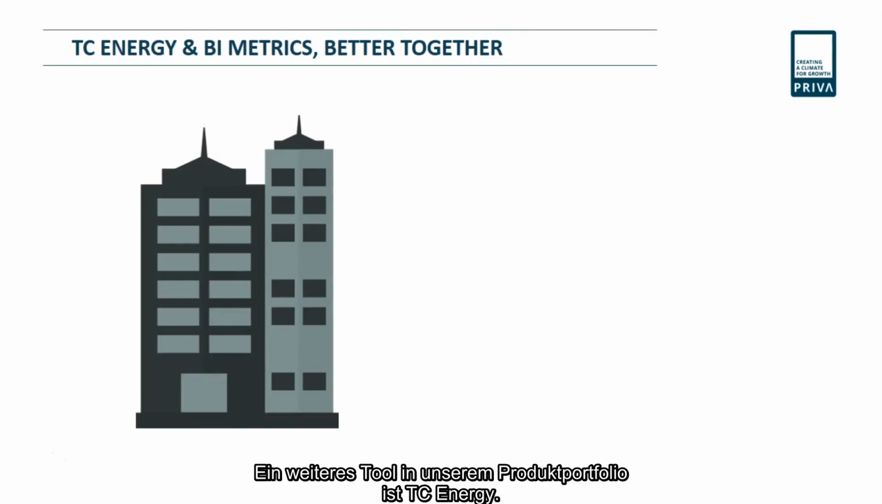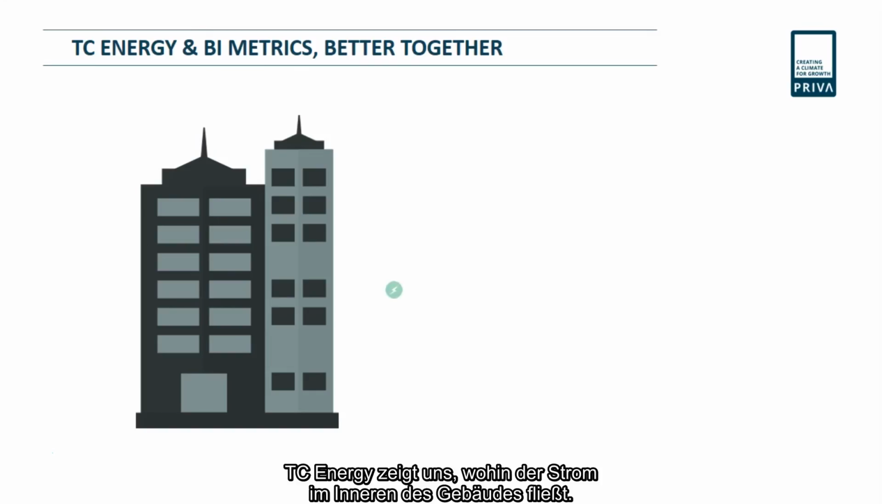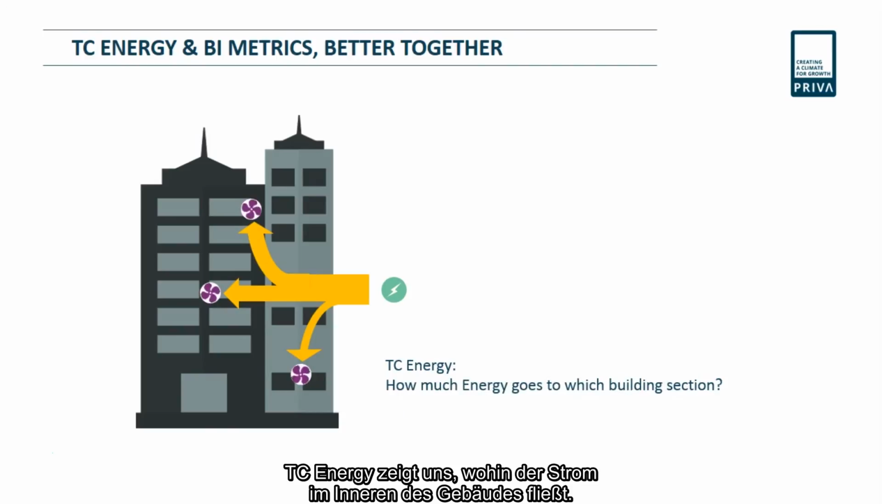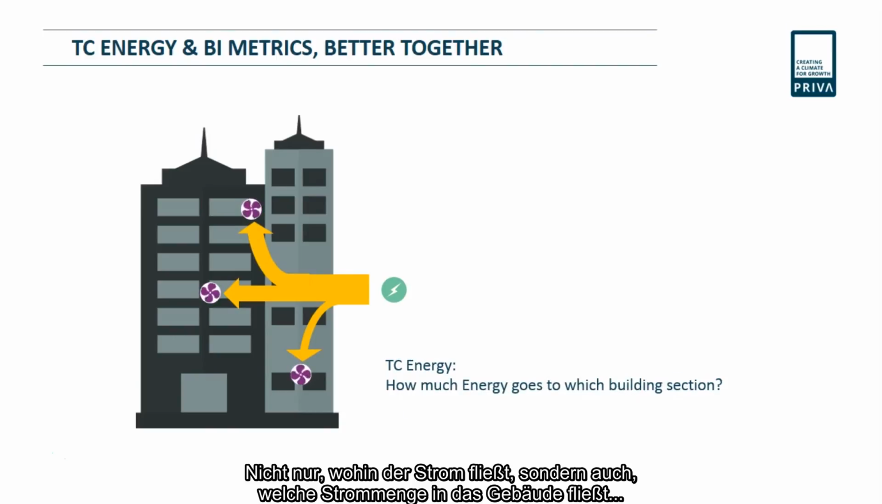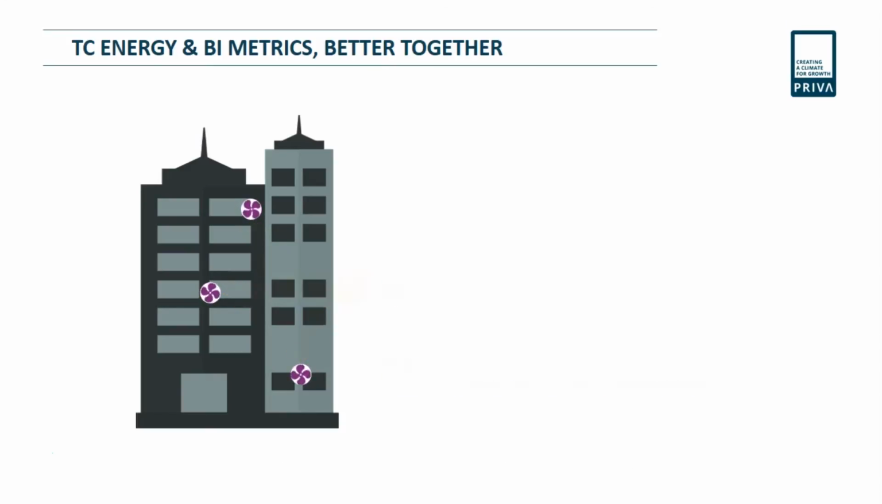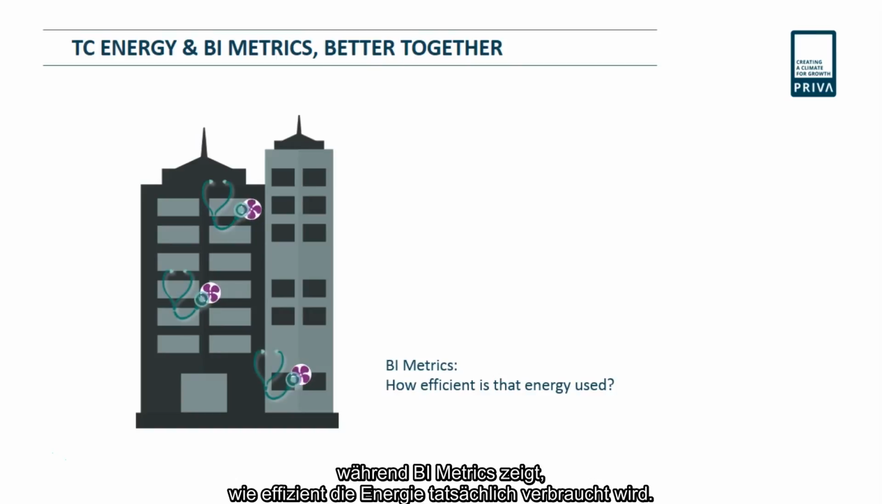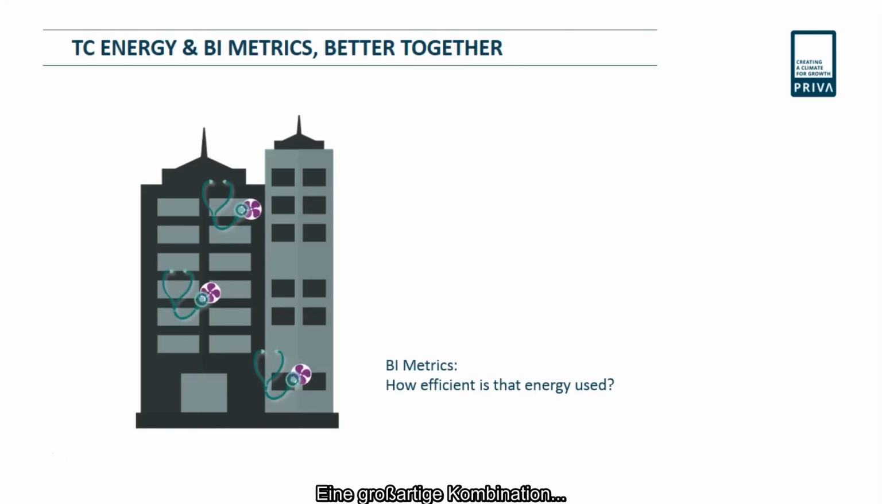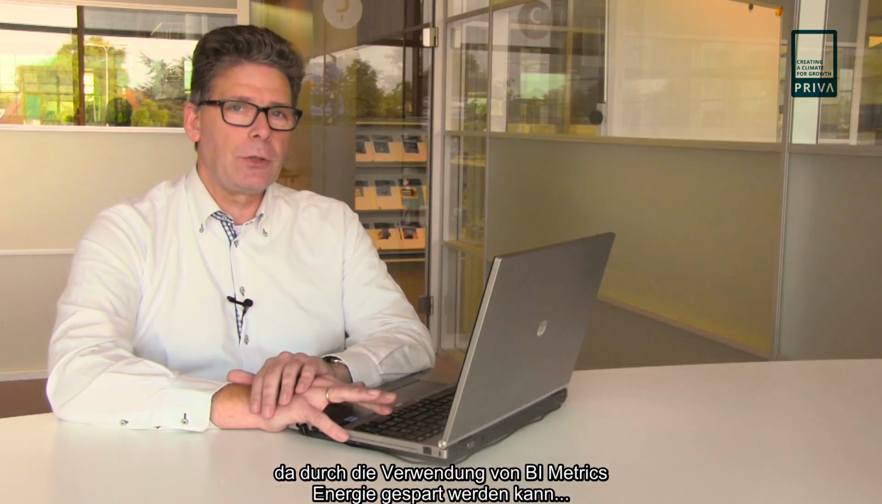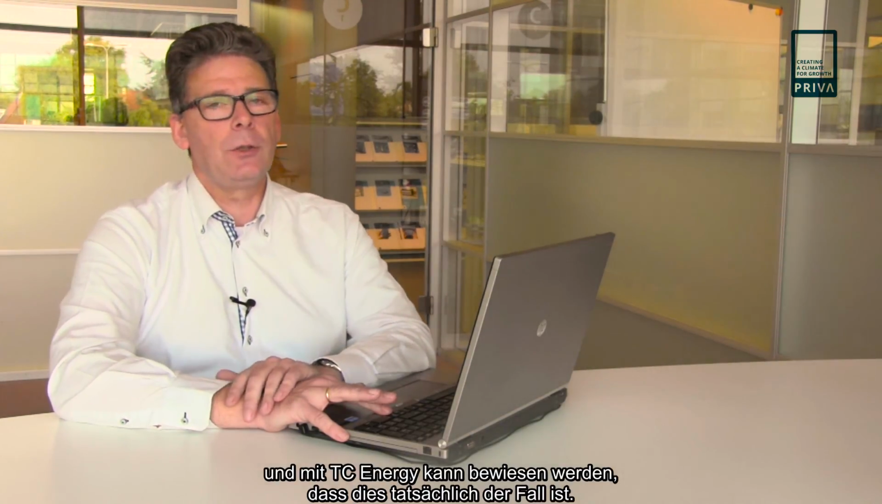Now of course we have other tools as well within our product portfolio, for instance TC Energy. In this slide I would like to show you what the difference is, or should I say the way that they work together is very good. So it's not so much the difference, but we believe that they're better together. What TC Energy does is it shows where energy goes inside the building, where the energy is going inside of the building and the amount of energy that goes into the building. BI Metrics actually shows how efficient that energy is being used. And that makes a very good case, because using BI Metrics you can save energy, and with TC Energy you can prove that you actually did.